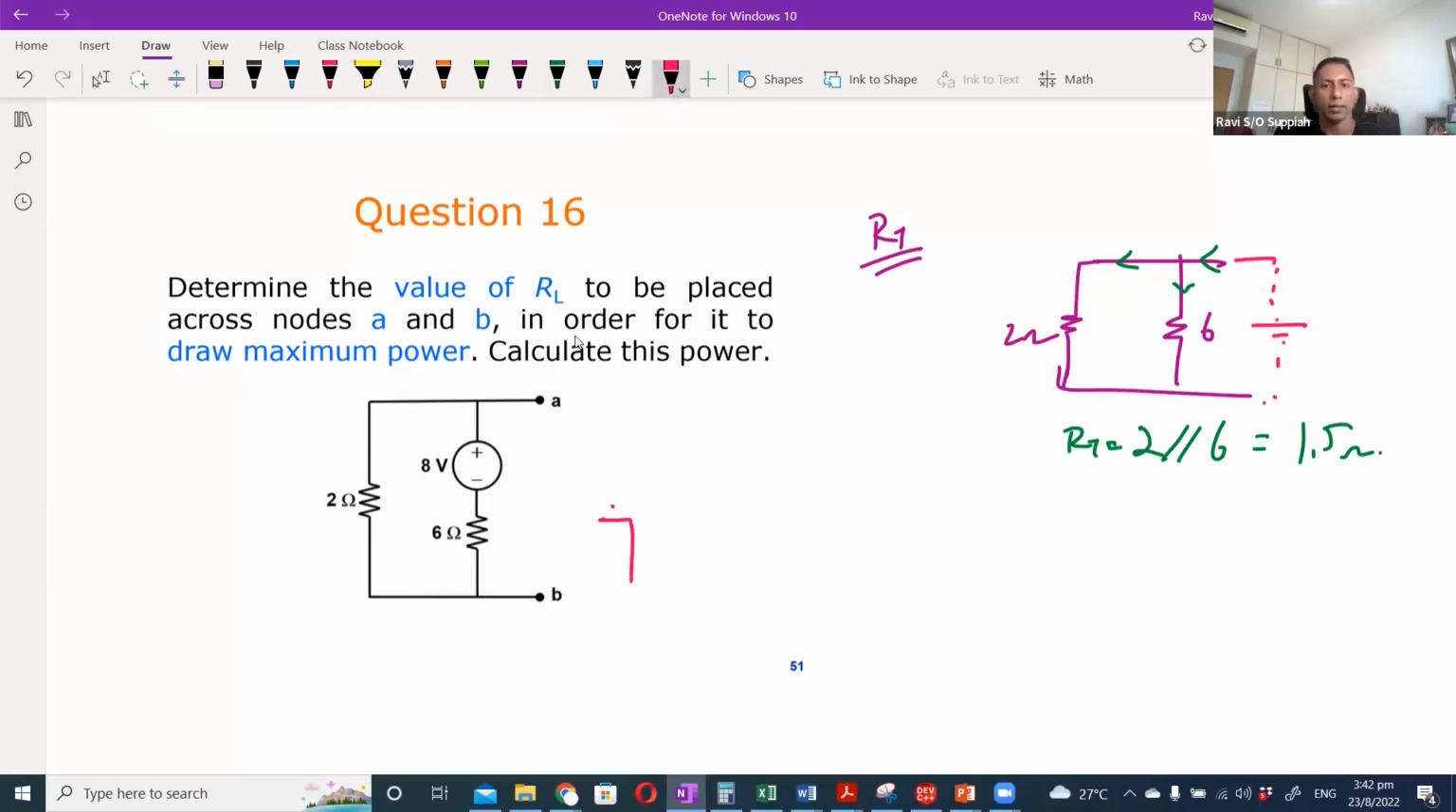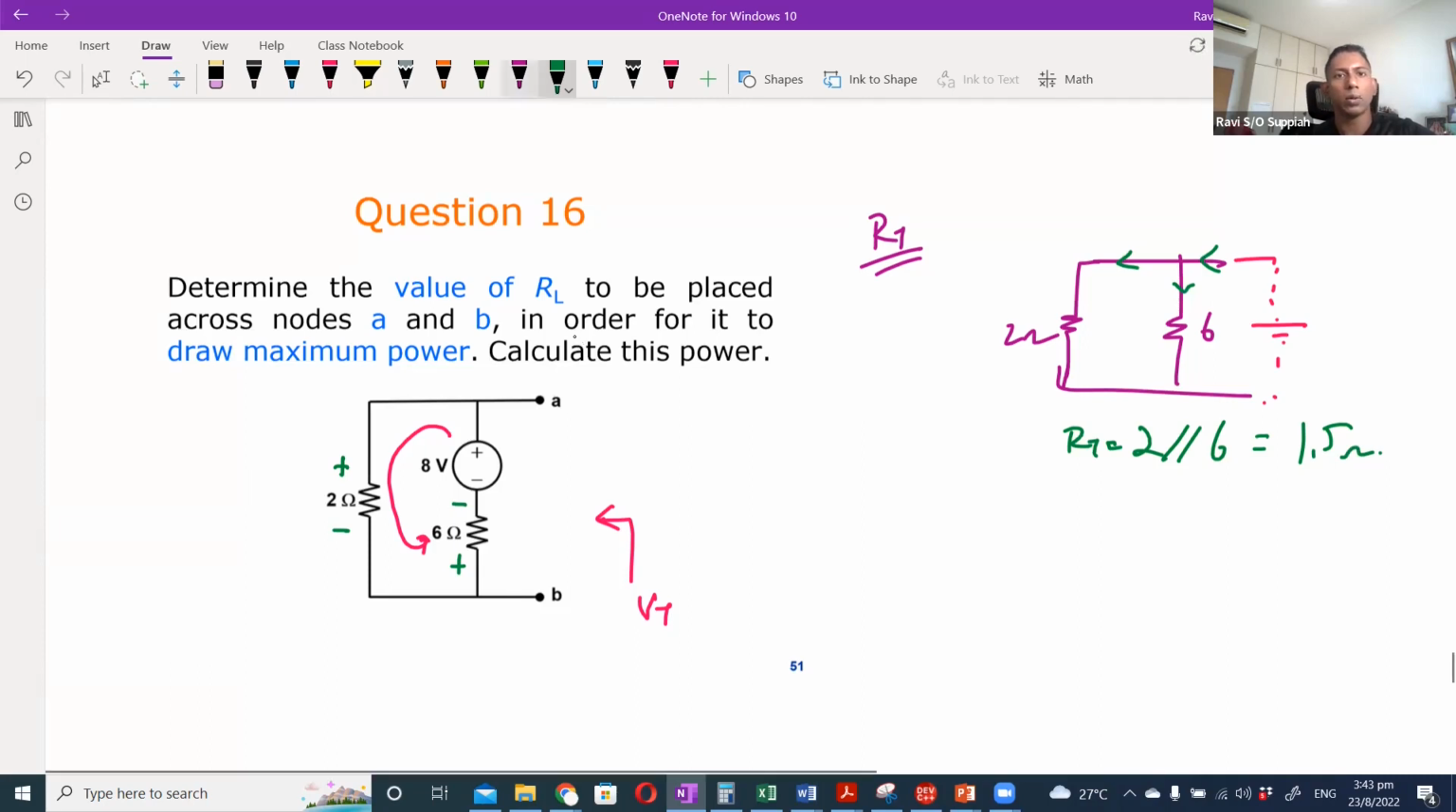VT is the open circuit voltage. When I look at VT, which is over here, it says open circuit, so the current only flows within these 2 branches. I can draw a simple KVL loop. If the current is flowing in the anti-clockwise direction, the voltage drop across the 2 ohm resistor will be plus on top, minus below. For the 6 ohm, it will be plus below, minus on top. To know this voltage, I can first find the current.